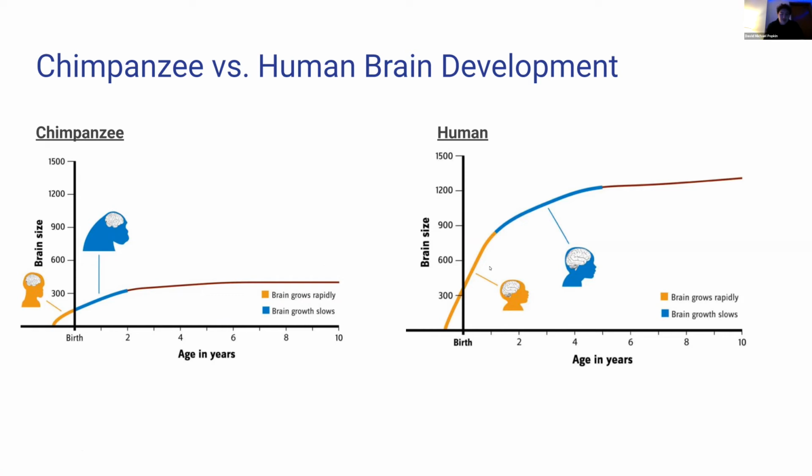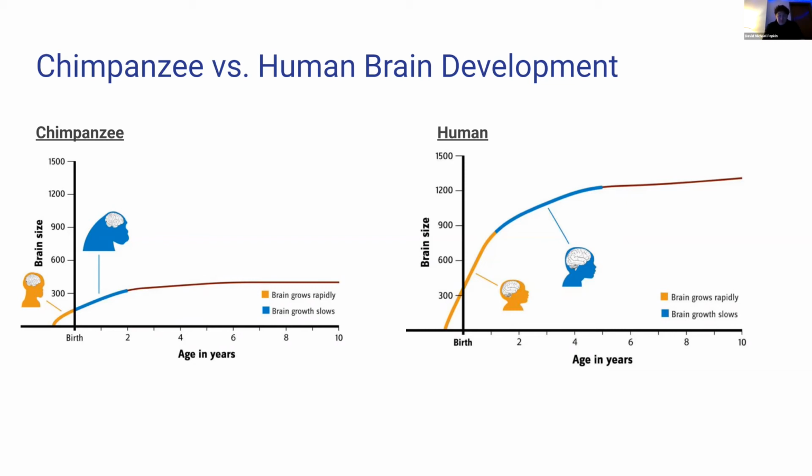And right when a human baby is born, its brain size is about 300. So the human baby's brain is about double the size of the chimpanzee brain. The main difference is how the brain grows after birth. So the chimpanzee brain grows a little bit, it grows to 300, but then completely drops off and stays at 300. It doesn't grow much more after that.